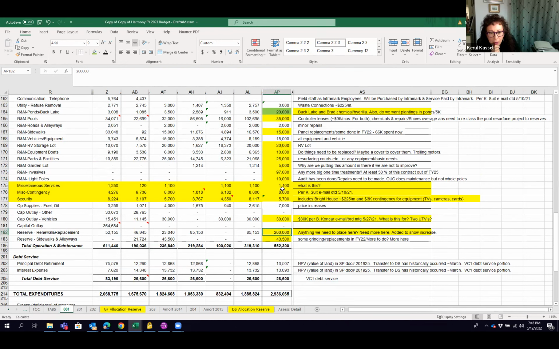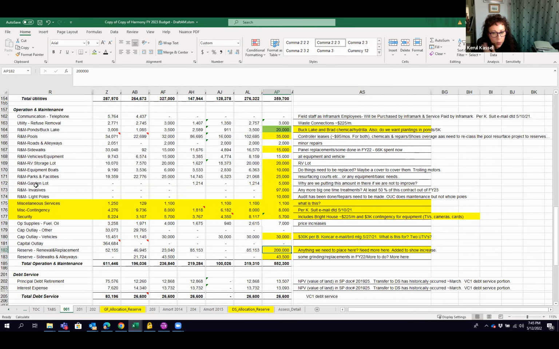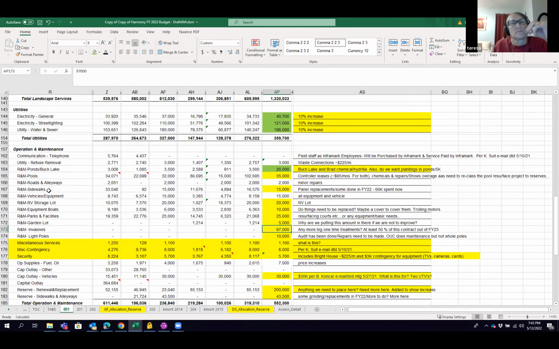But going back up to invasive, we were further up. Yeah, let's go back to our line items. So you've got sidewalks. That's where we ended. Panel replacements, you've done 66,000 in fiscal year 22 in sidewalk repairs and replacements. So are you comfortable leaving sidewalks at 15,000? Obviously you don't pay for the grinding, your staff does that, but panel replacements you will pay for. So leaving 15,000 in there for that.